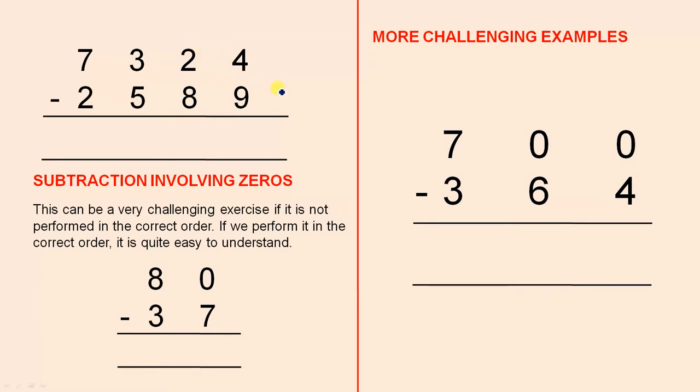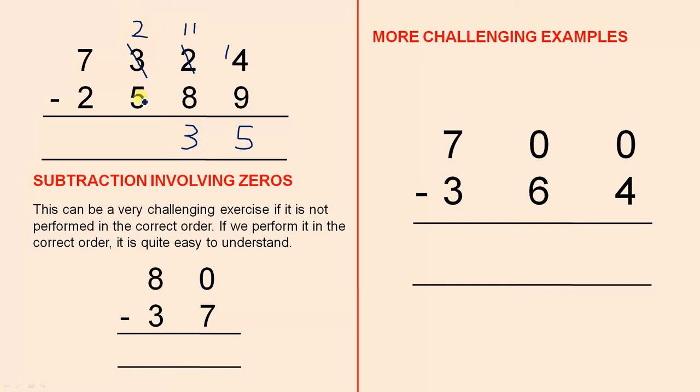7,324 minus 2,589. 4 take away 9 we cannot do. Make that a 1, and there's the 10 there. 14 take away 9 gives us 5. 1 take away 8 we cannot do. Make that a 2, so that's actually 2 hundreds. We put that there. So that's actually 11 tens here, so that's 110 altogether. That's 11 tens. So 11 minus 8 gives us 3.